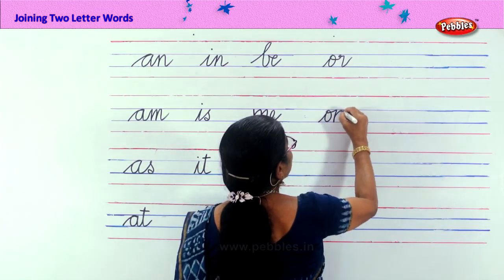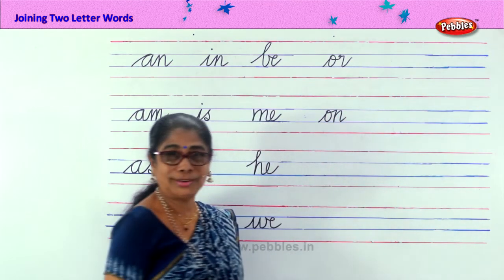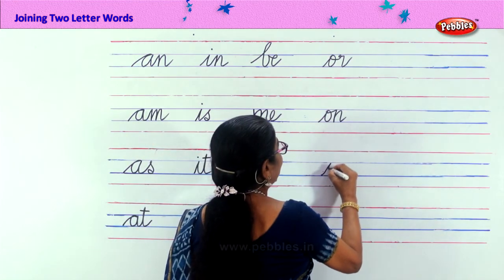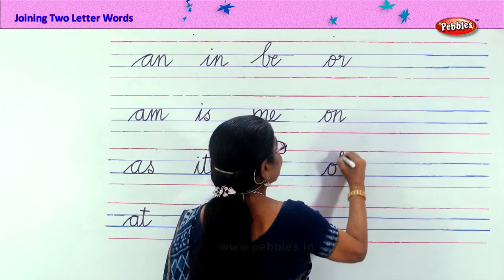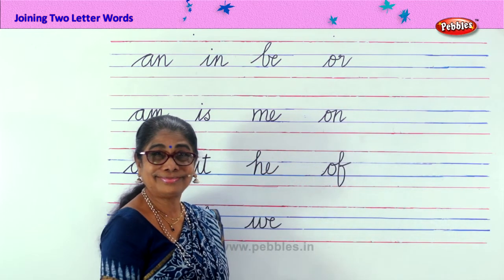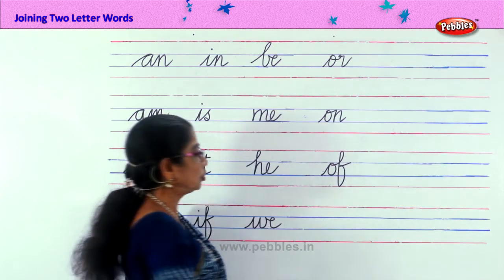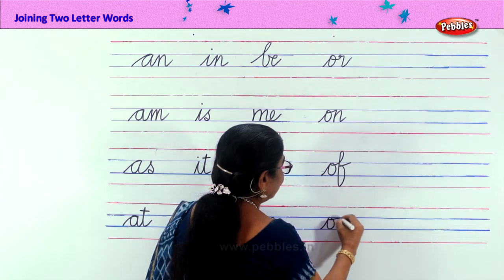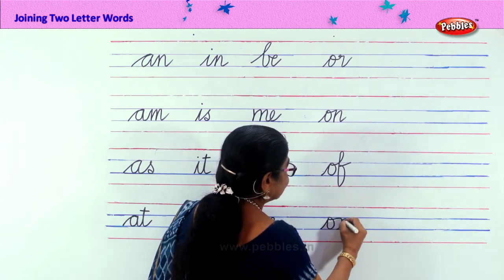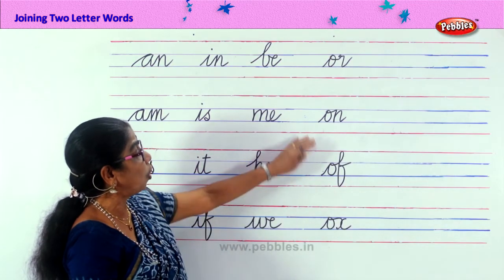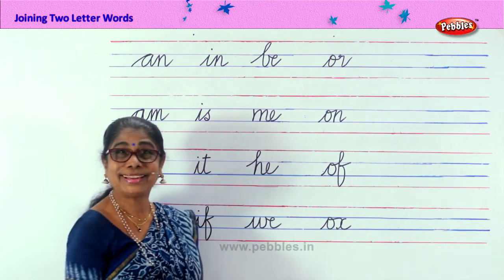On. Off. O, F. Off. Ox. O, X. Ox. See how we learn? Or, on, off, ox. Good.